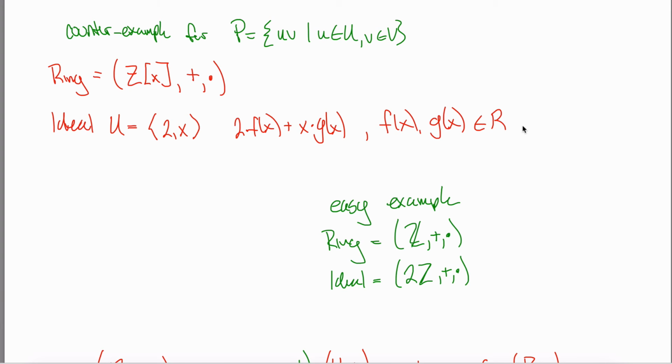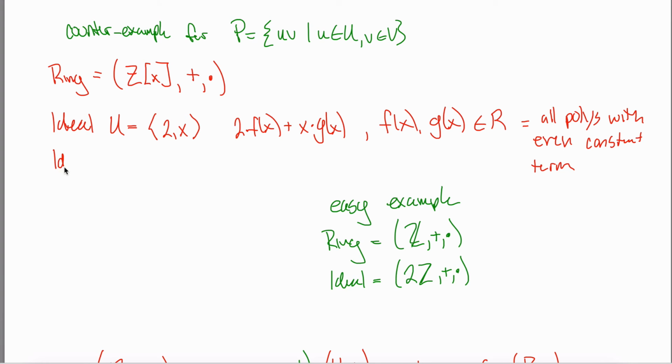If you stare at this for a little while, you might be able to convince yourself that this is all polynomials with an even constant term. I guess because you can generate all the rest of the terms from x, and then add to that the even constant term from 2. This at least shows that that gives you containment. Anyways, that's what this is.